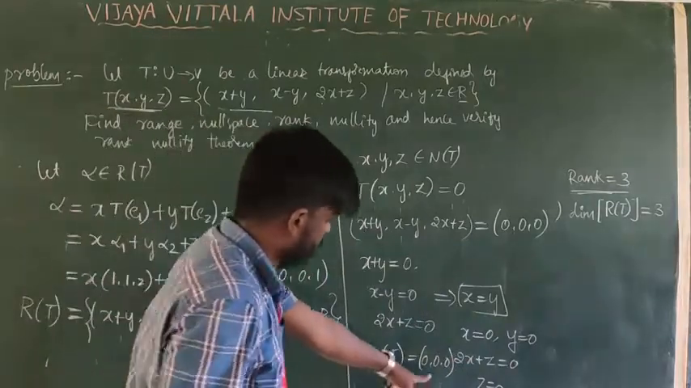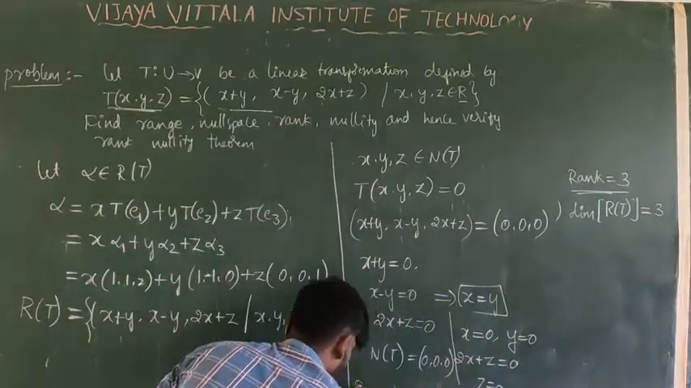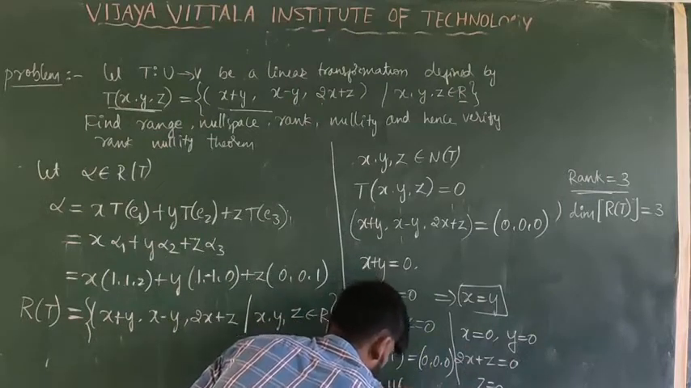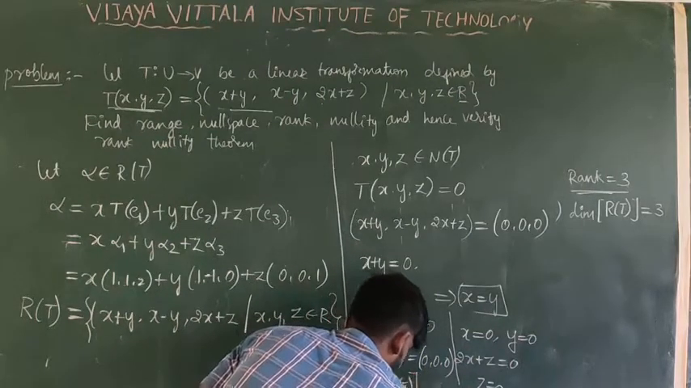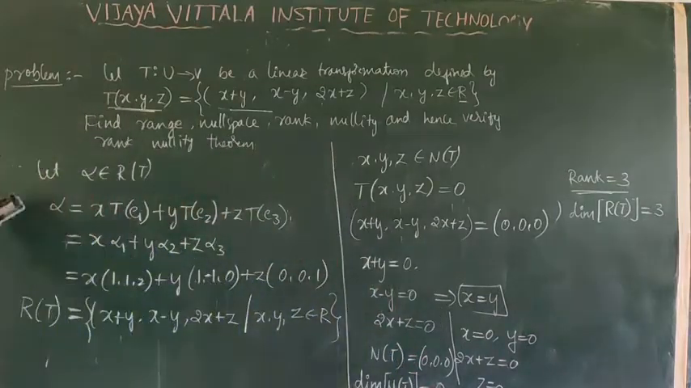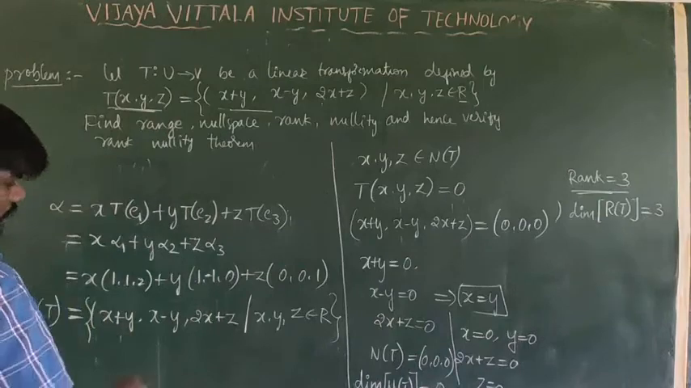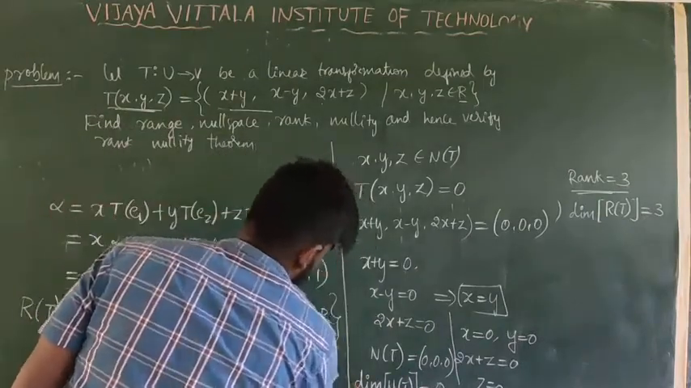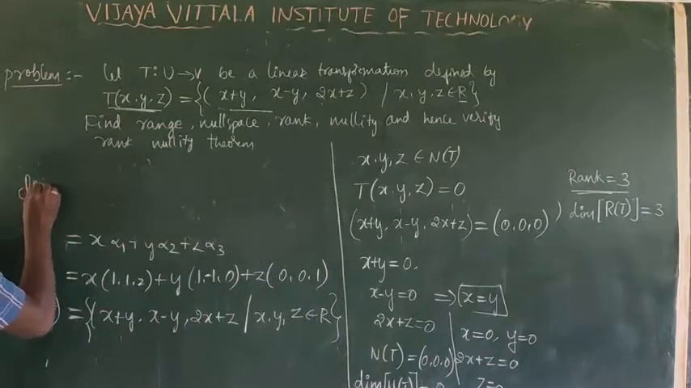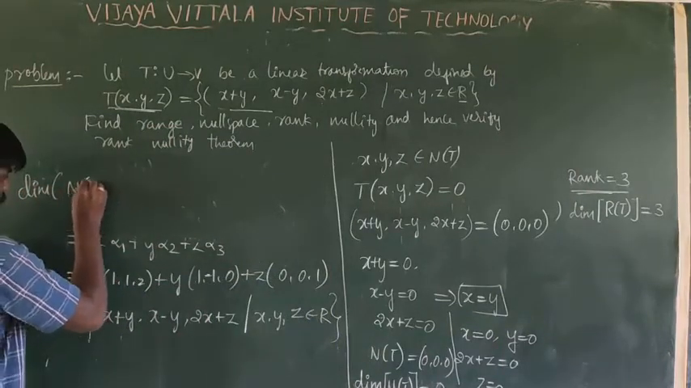The dimension of the null space is 0. Therefore, the dimension of the null space is nothing but the nullity.